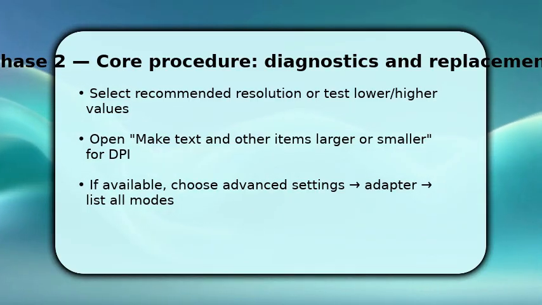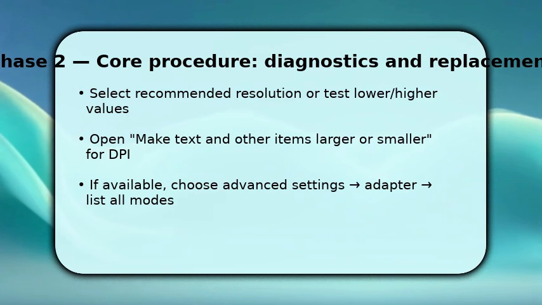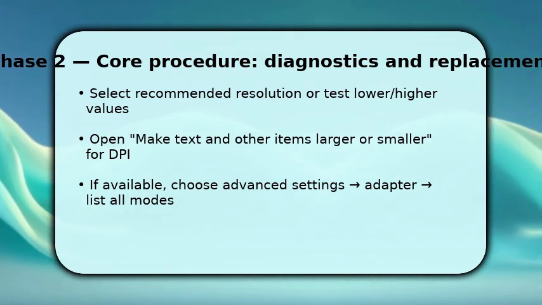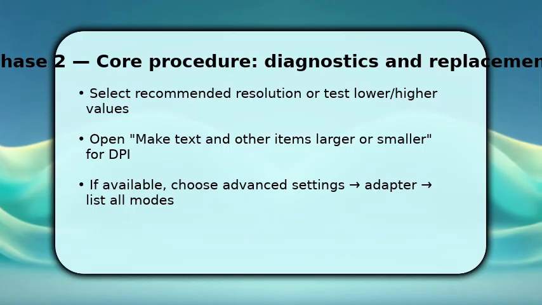If finer control is needed, open Advanced Settings, Adapter tab, and list all modes to select the exact refresh rate and color depth. Make a single change at a time, apply, and confirm the change so you can revert quickly if the new setting looks wrong.